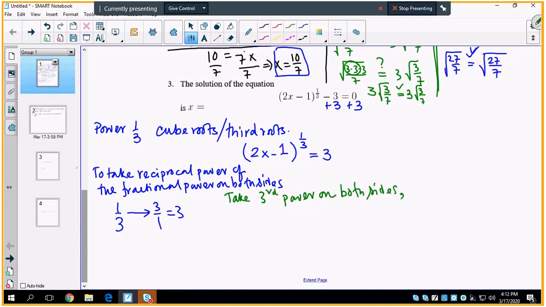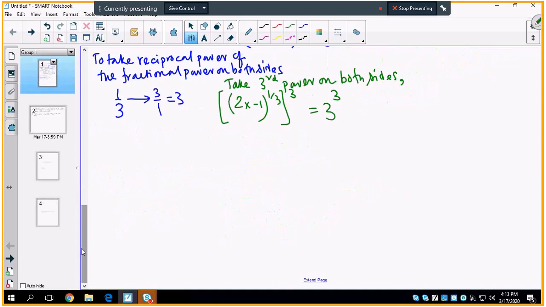Let's see what happens. You have 2x minus 1 whole to the power 1/3. According to the suggestion, I'm going to raise it to the power 3, and that should be equal to, on the other side, 3 raised to the power 3 as well. Recall, the power of a power simplifies to multiplication of the two powers. So now I am asking you to multiply 1/3 with 3, which you know is going to be 1. So 2x minus 1 whole to the power 1 is 3 to the power 3, which is 27.